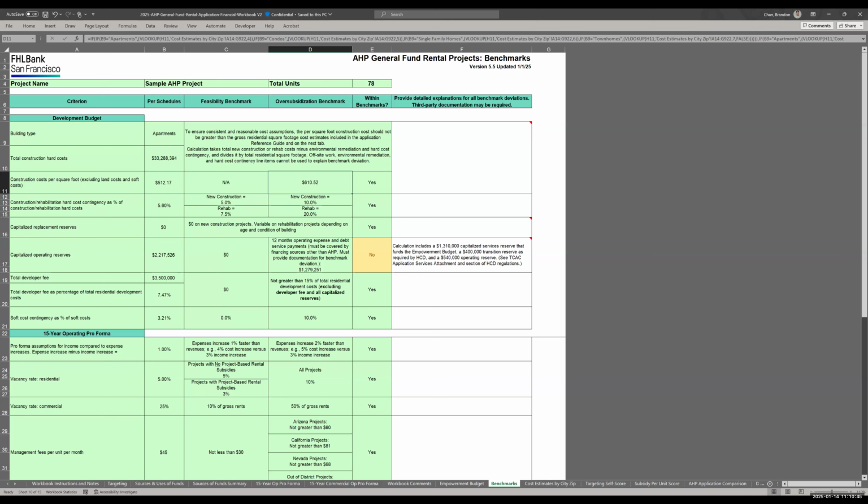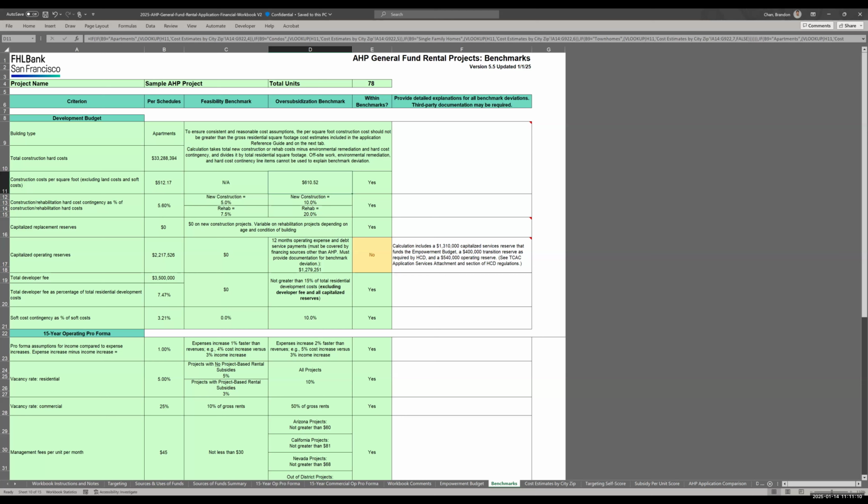We cannot accept deferred developer fee or a sponsor loan as a contribution, which is different than other funders. If the developer fee increases to be above the benchmark at disbursement or initial monitoring, repayment of the overage or a reduction in the AHP subsidy may be required. The management fee benchmarks are calculated differently depending on the project's location. This calculation will happen automatically.